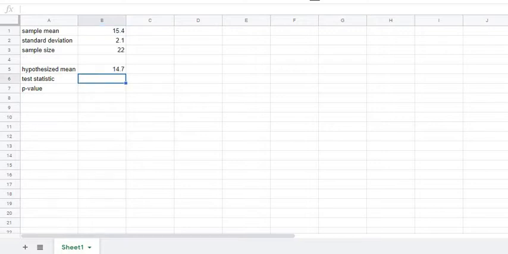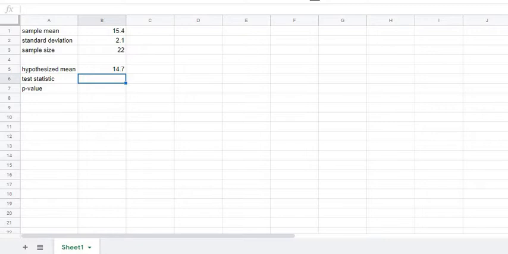Okay, so I've got my cells filled in. Now let's look at calculating the test statistic, because in order to calculate the p-value, we have to calculate that test statistic, and that's going to be the same as t equals x bar minus mu divided by the standard deviation divided by the square root of n.